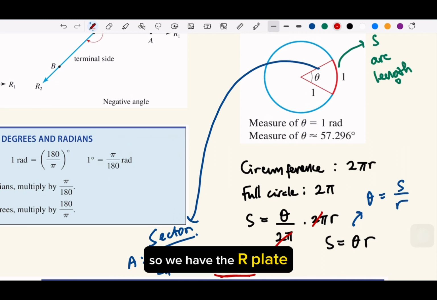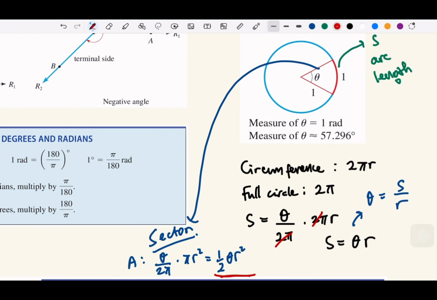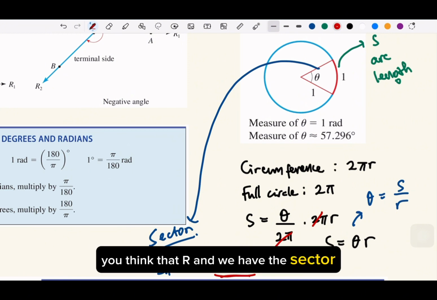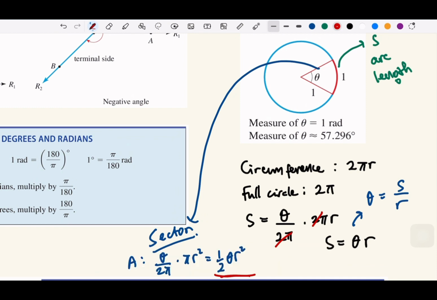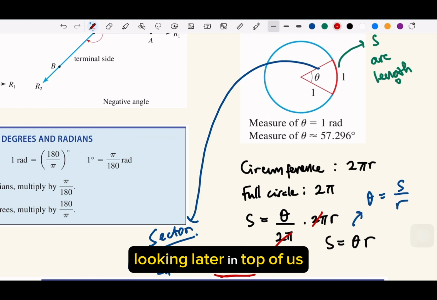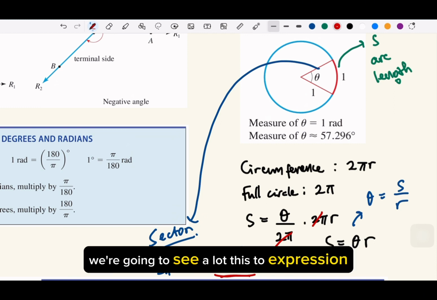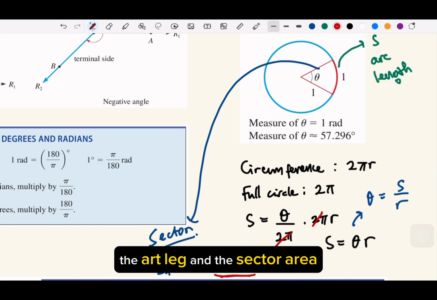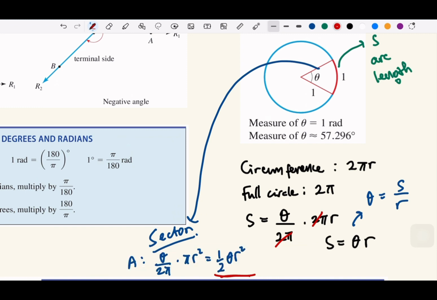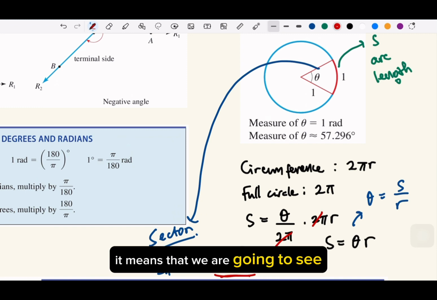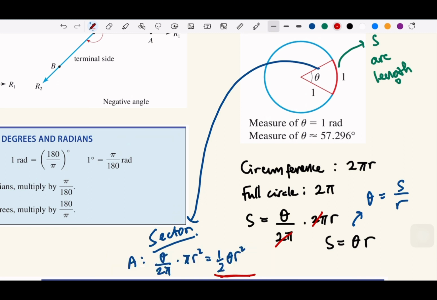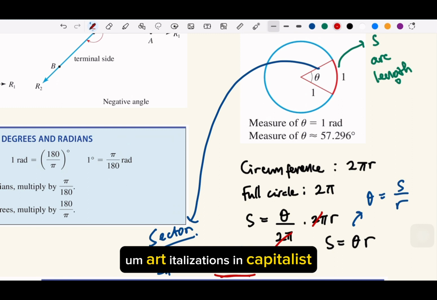Okay, so we have the arc length, which is S equals theta r, and we have the sector area, which is one half theta r squared. If we look later in calculus, especially calculus 2, we're going to see these two expressions a lot, the arc length and the sector area, which means that we are going to see some involvement of these r and theta relations in calculus.